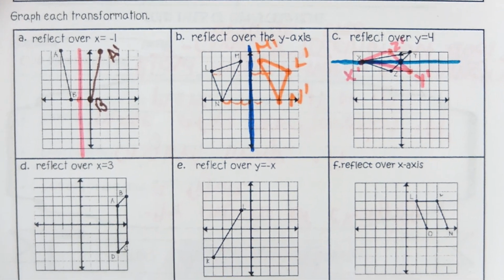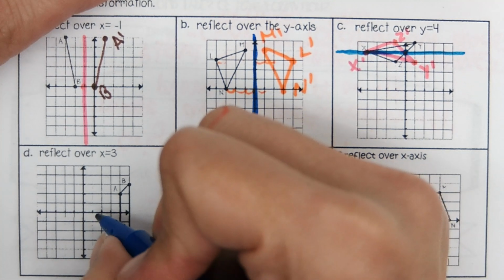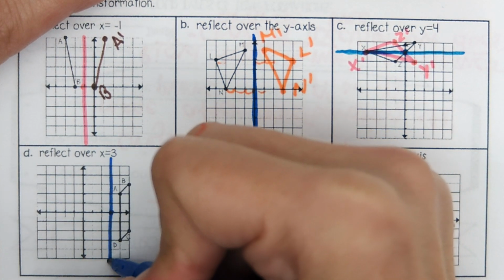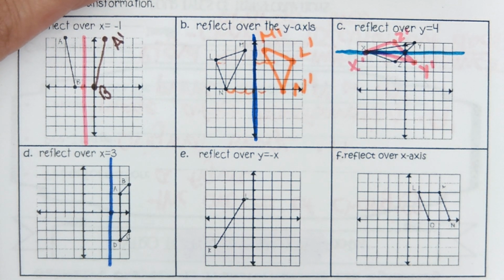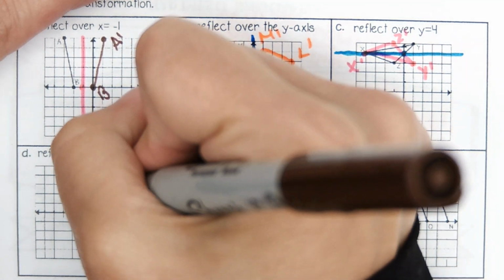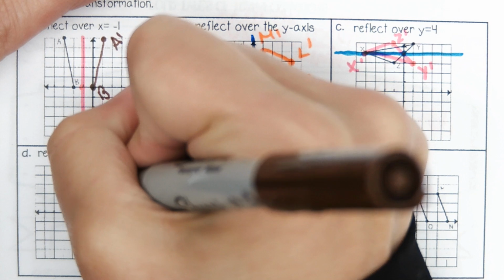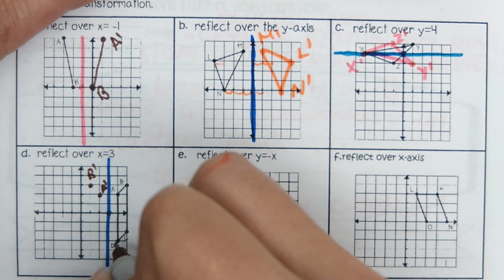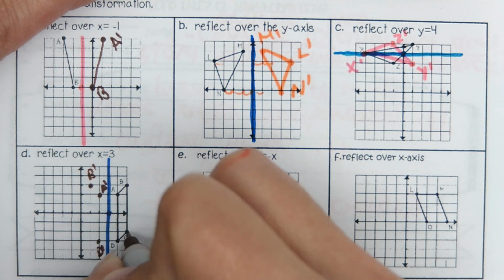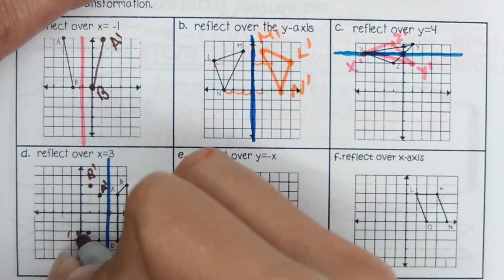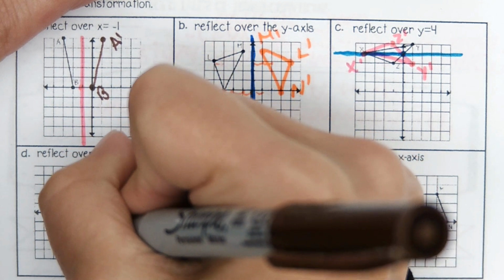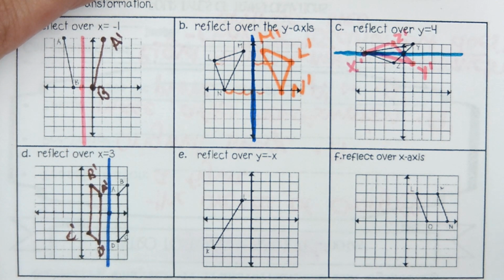Okay, for D here, reflect over x equals 3. X equals 3 is right here. So I'm going to draw a line of reflection. Then each one of these points I'll reflect over that line. So A is just 1 away, A prime. B is 2 away, B prime. There we go.